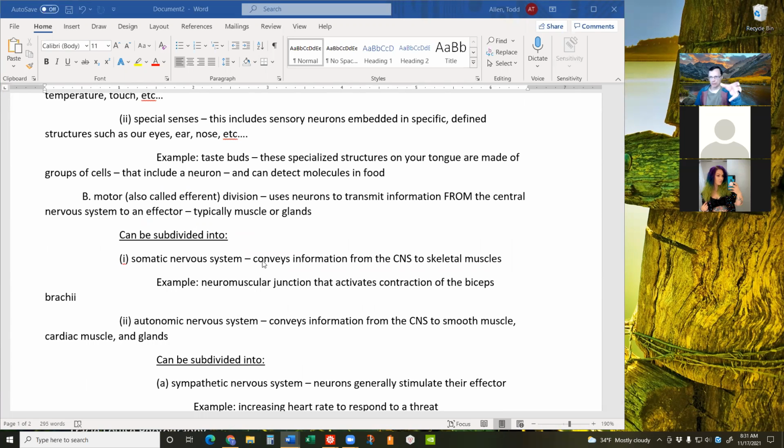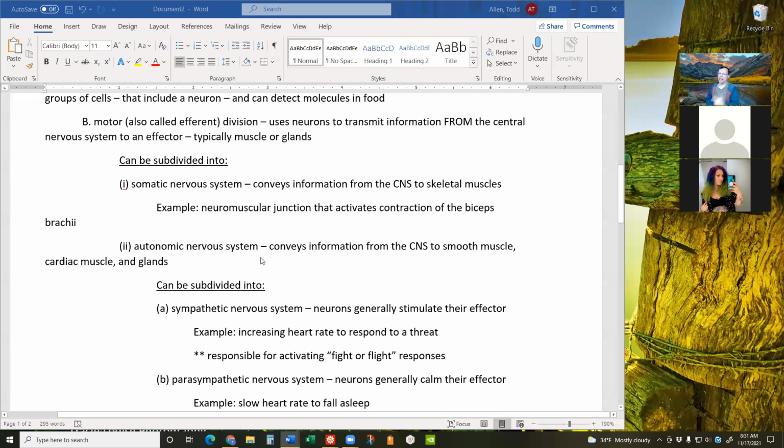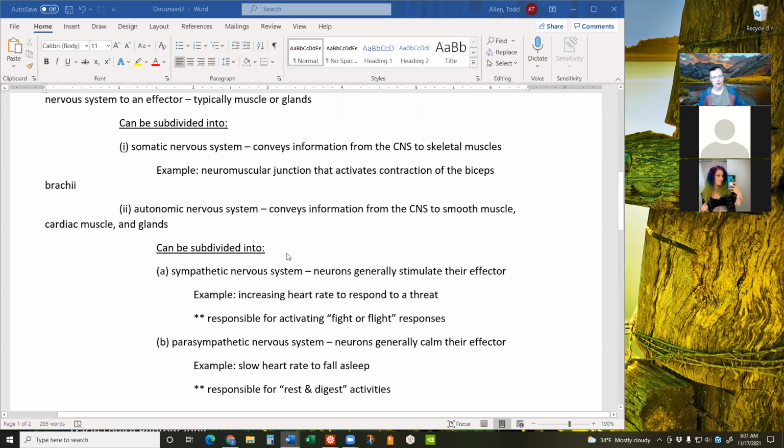The motor division on the pyramid, we break that out into further subcategories as we go further down the pyramid. The motor division can be divided into the somatic nervous system, which coordinates skeletal muscle contraction, and the autonomic nervous system, which coordinates smooth muscle, cardiac muscle, and glandular function. The autonomic nervous system, right? I mean, if you think about it, the somatic nervous system, which coordinates skeletal muscle contraction, largely involves neurons that are under conscious control, right?